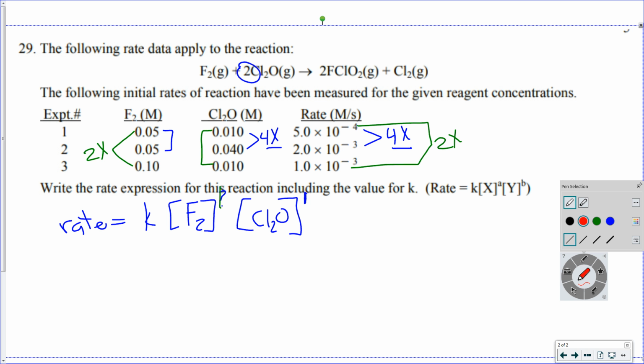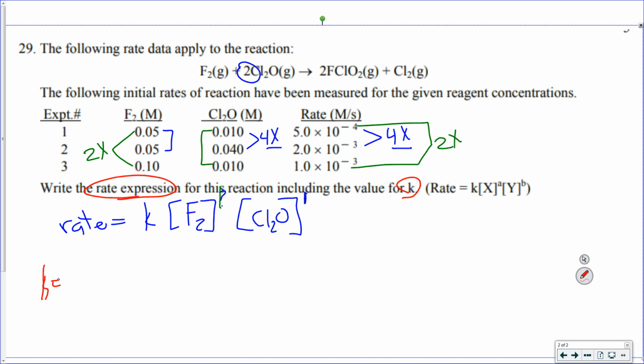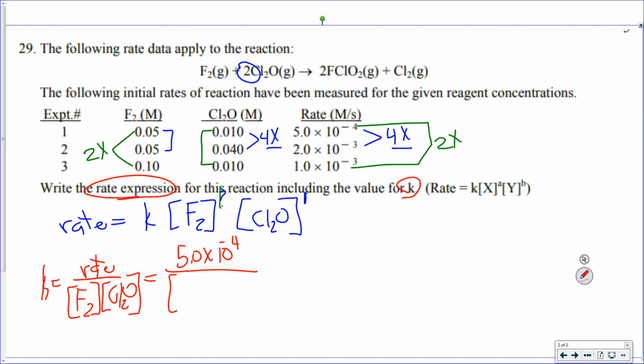So the rate expression is with everything, including the value for K. So same way we did on the other one, we need to find out what K is. So K is equal to the rate divided by the concentration of the reactants raised to the respective powers. And I'm just choosing the first one, so 5 times 10 to the minus 4th. And the concentrations are 0.05 and 0.1, and that's a number, whatever it is.